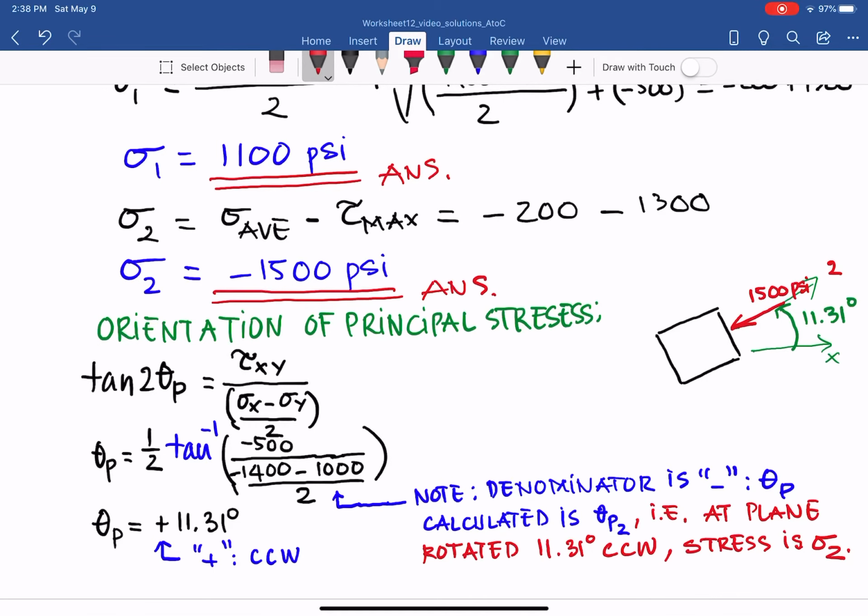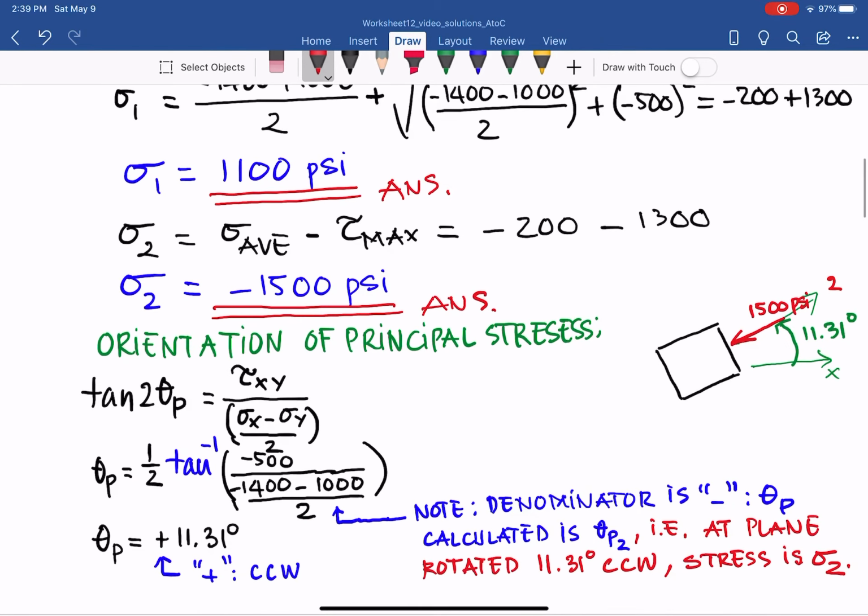Sigma 1 we found to be 1100 psi positive, so it goes out of the cut. Opposite the 1100 psi is the compression of 1500 psi. And on the principal planes, we have no shear stress, tau. As you can see, this is sigma 1 and sigma 2. Very important that you have it here.